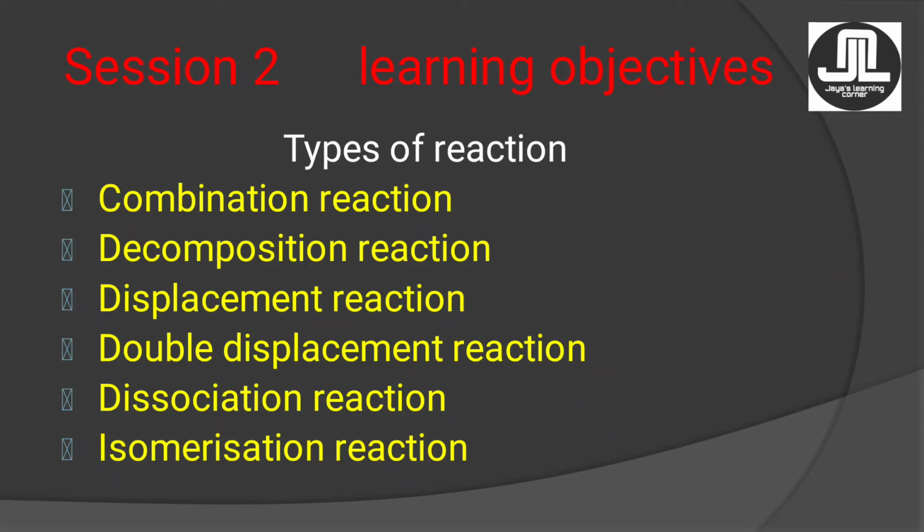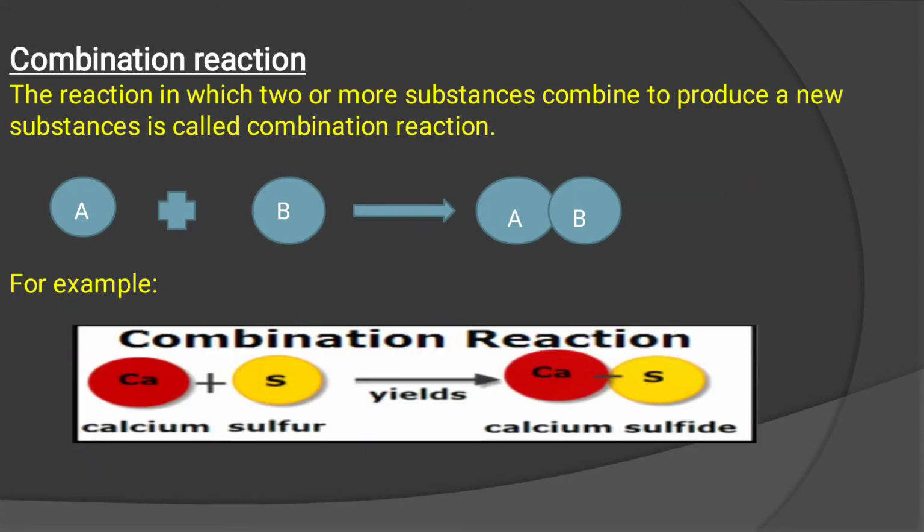Okay, so without wasting much of your time, let's start with the first reaction, that is combination reaction. Whenever we are saying combination, that means we are combining two or more things. The reaction in which two or more substances combine to produce a new substance is called a combination reaction. Very simple as per the name. Here we are taking two different elements, calcium and sulfur. You can relate to the example, and these two elements are combining and giving us calcium sulfide. So a simple combination is being used.